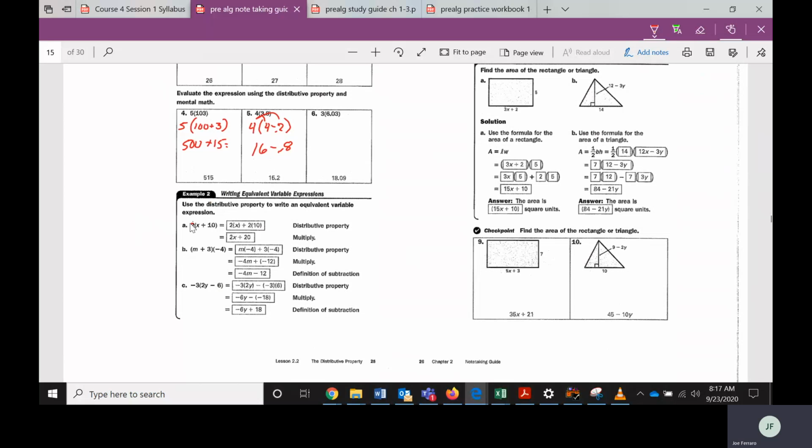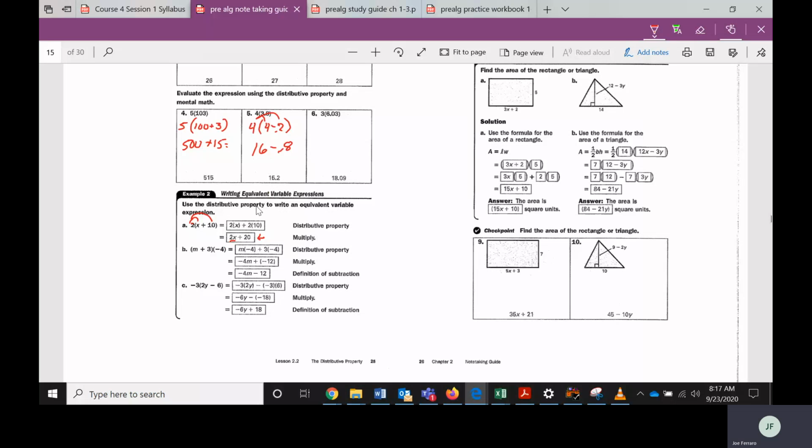So right here, to simplify, we can't do x plus 10 because we don't know what x is. But to simplify this, we go 2 times x, which is just 2x. Okay. Then we go 2 times 10, which is 20. And this is your simplified answer. Okay. 2x plus 20, that's all we can do. We can't say that's 22x or anything like that.